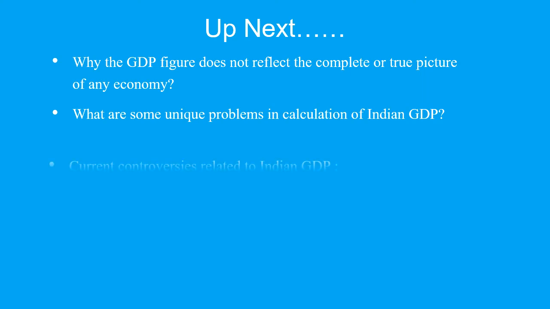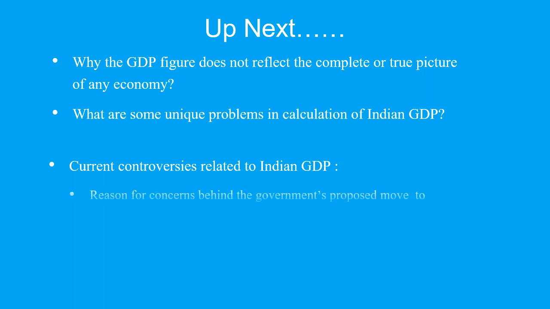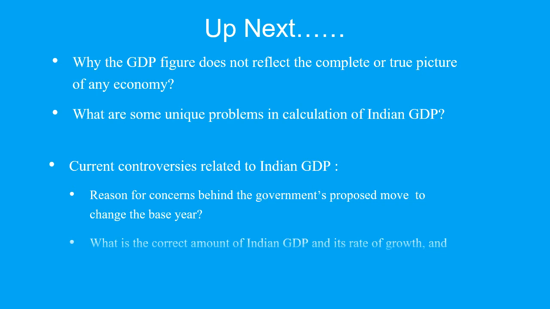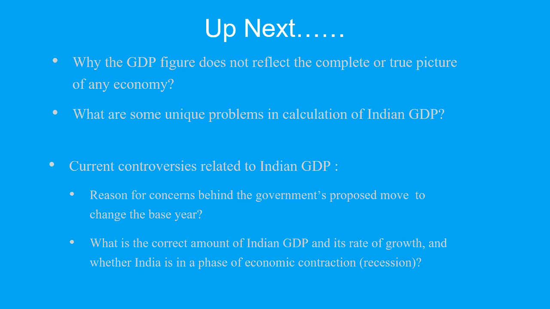The first being the attempt to change the base year by the Indian government, and the reason for the concern economists and other experts have regarding this. And the second question is of the correctness of the amount of Indian GDP, and the resultant doubts on the growth rate of the Indian economy, and also the question of whether, beyond merely a fall in the speed of growth, India is in a state of a contraction of the economy, meaning, in a recession. We will discuss all these in the next video.